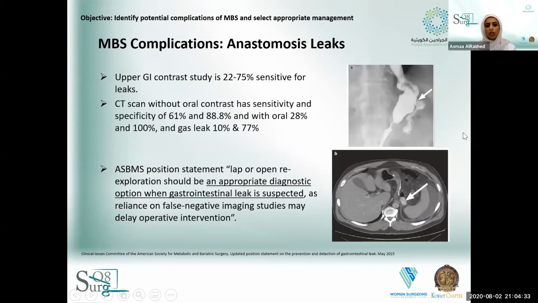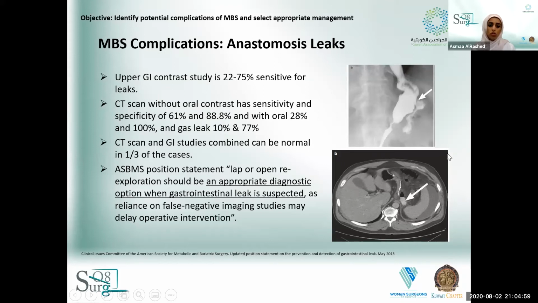So here we go. The sensitivity of your upper GI is at best 75%. Your CT scan without contrast, the sensitivity is about 61%. The specificity is 88.8%. Now, if you add oral contrast, that can increase, right? Your specificity can go up to 100% and your sensitivity goes down to 28%.